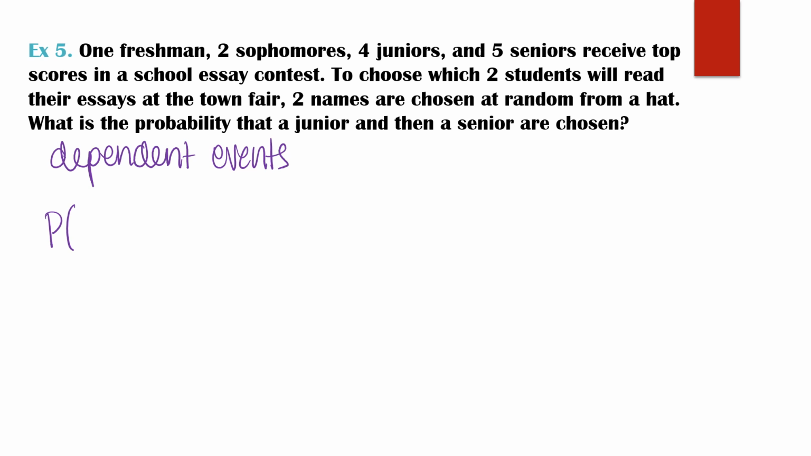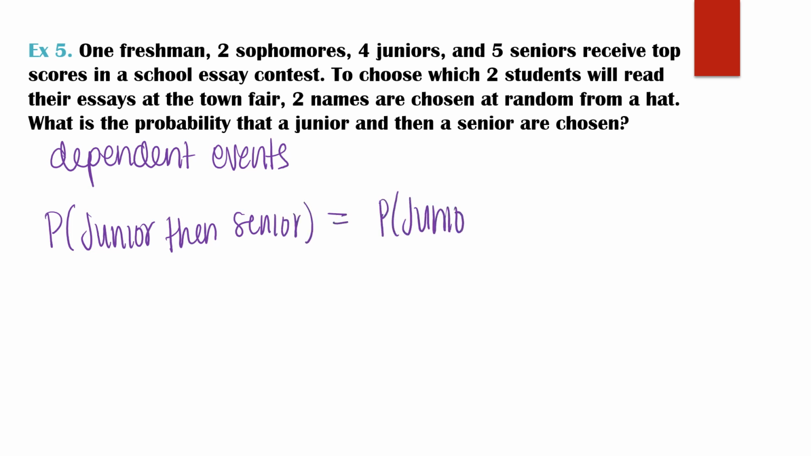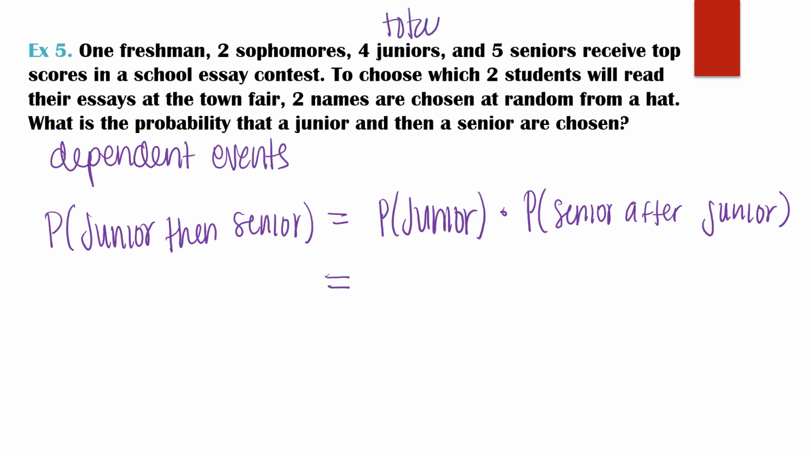So we have probability of junior then senior. That's going to be probability of junior times probability of senior after junior. So in total, we have 12 students.